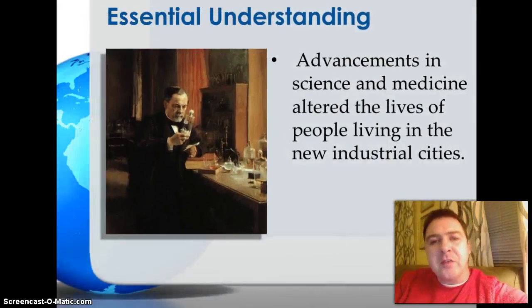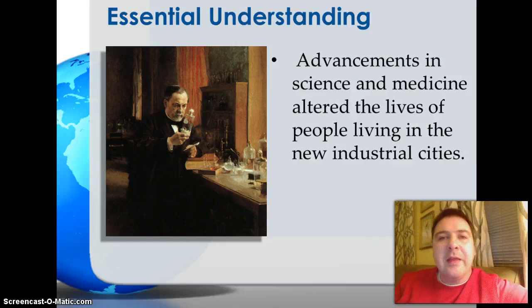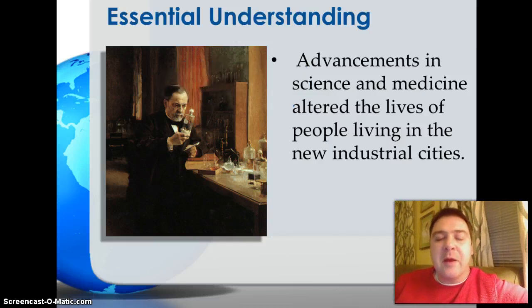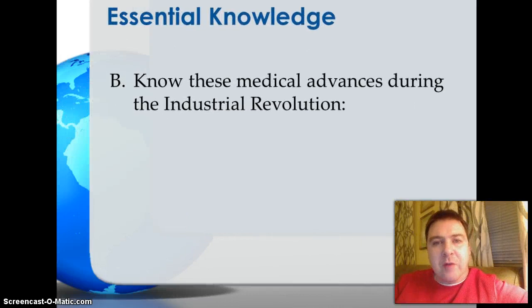Okay, our second piece of essential understanding is while the advancements in technology were starting the Industrial Revolution, advancements in science and medicine were altering the lives of people in these new industrial cities, these urban areas created during the Industrial Revolution. To alter is to change. So science and medicine were changing the lives of people for the better. This is really one of the big advantages, big positives of the Industrial Revolution.